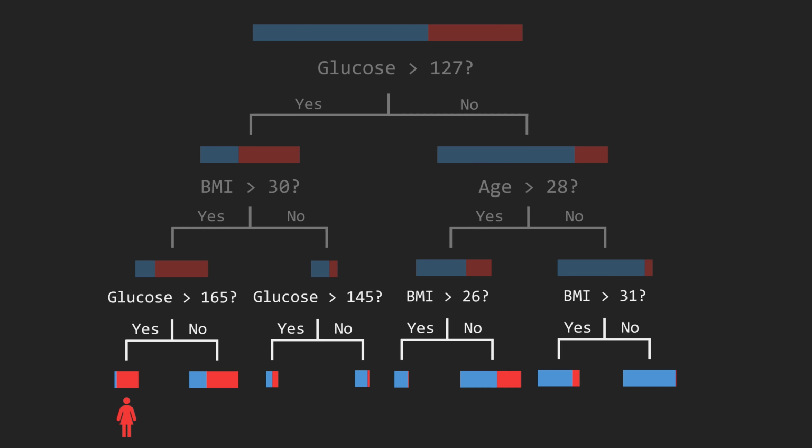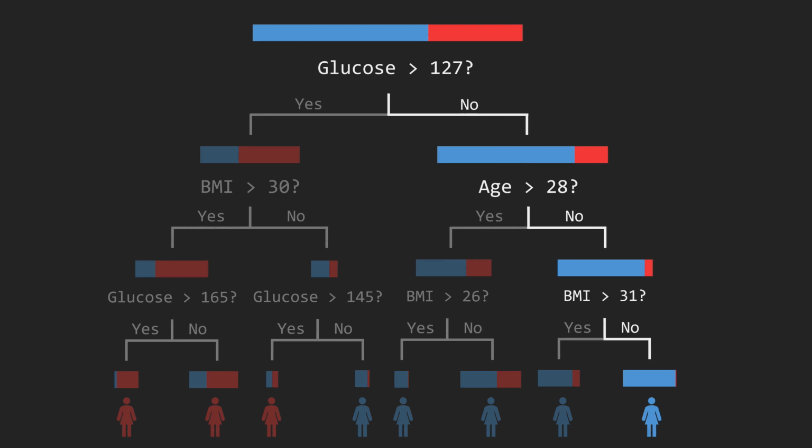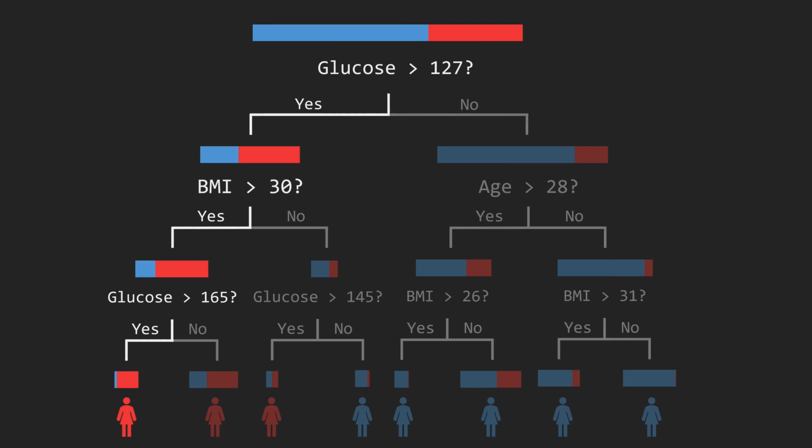Returning to the tree, we can do the same for the right side strip. That one is clearly blue, so non-diabetic. And we can do the same similarly for other leaves. And what insights can we learn? On the right path, patients with glucose less than or equal to 127, age less than or equal to 28, and reasonably low BMI are mostly non-diabetic. On the left, high glucose, high BMI, and then even higher glucose levels lead to a diabetes diagnosis for most patients in that group.